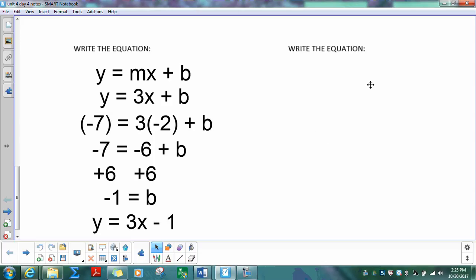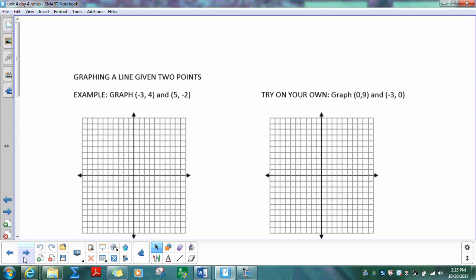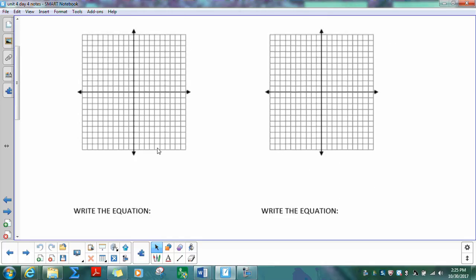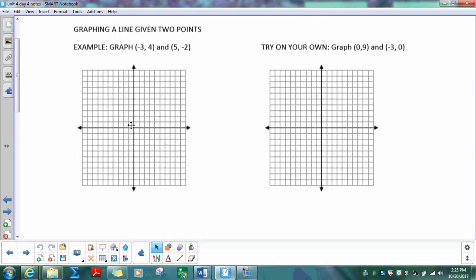That one you might need a little bit of math to figure it out. Okay? Moving on to the next page. Graphing given 2 points. You're plotting the 2 points and then you graph it. This is getting easier and easier, right? And then we have to write the equation. So we graph it. Negative 3, 4 is right here. 5, negative 2 is right here. We draw the line.